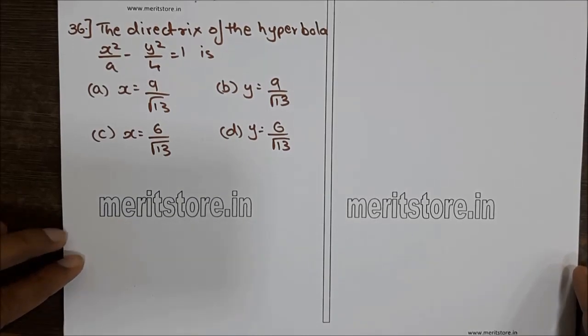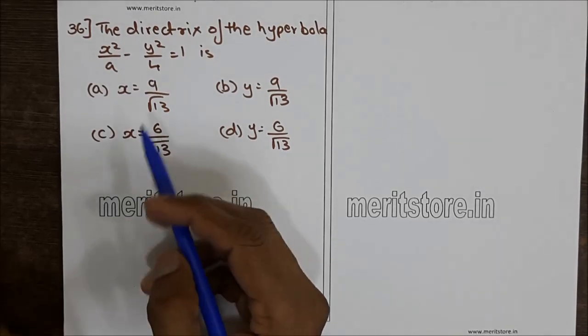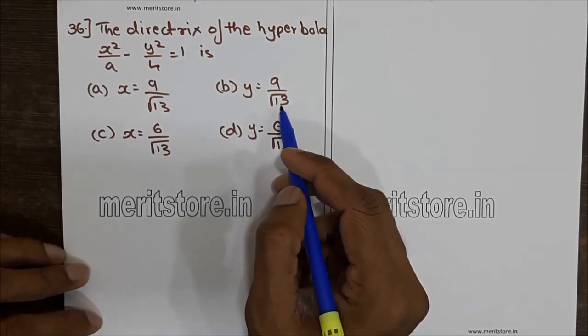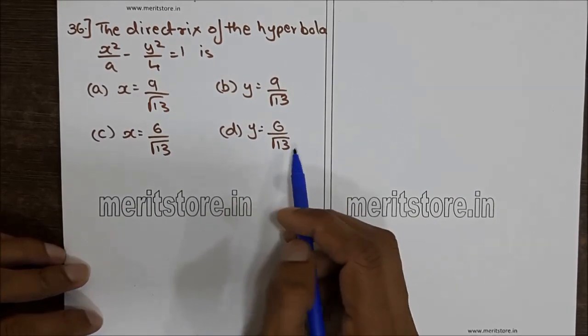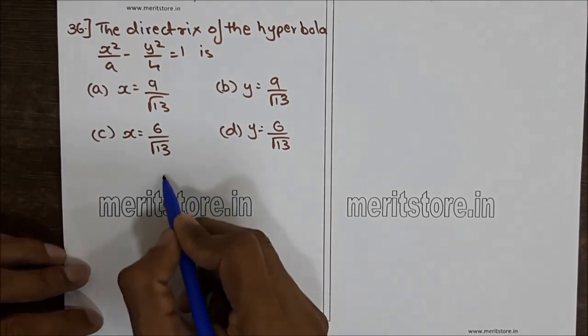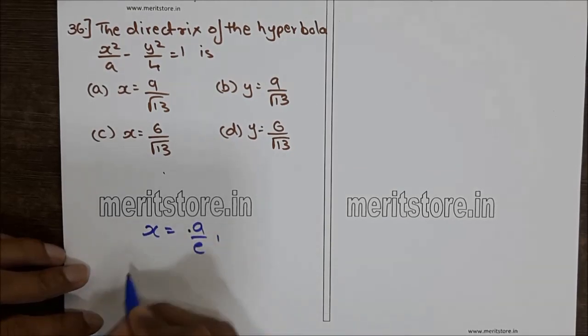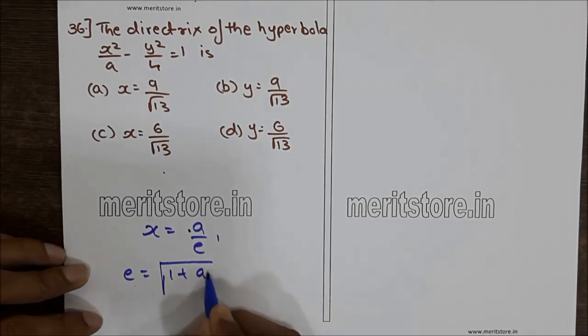Question 36. The directrix of the hyperbola x square upon 9 minus y square upon 4 is equal to 1 is, we have four options, that is A, x is equal to 9 by root 13, B, y is equal to 9 by root 13, C, x is equal to 6 by root 13, and D, y is equal to 6 by root 13. Directrix of hyperbola is x is equal to a by e, where eccentricity e is given as under root of 1 plus b square upon a square.